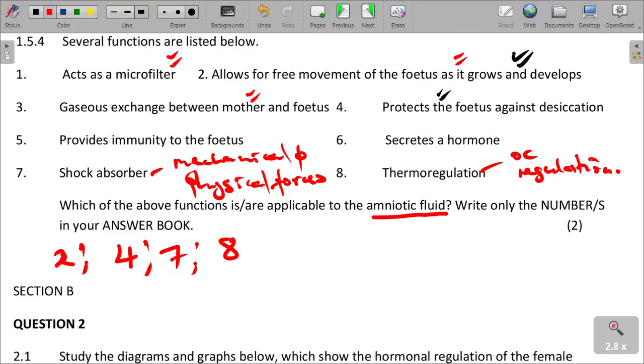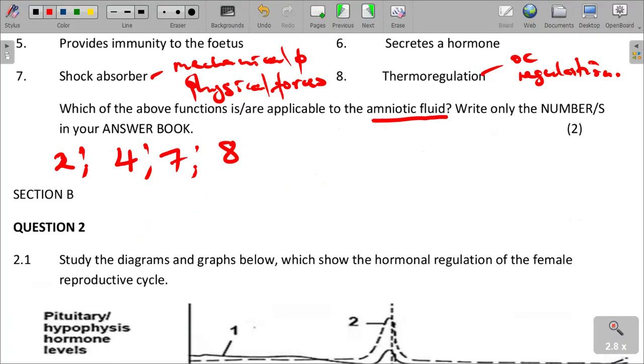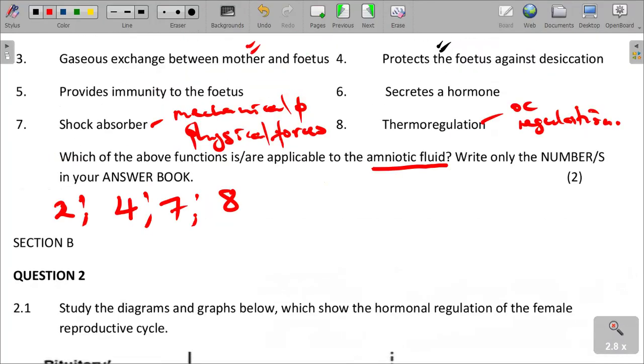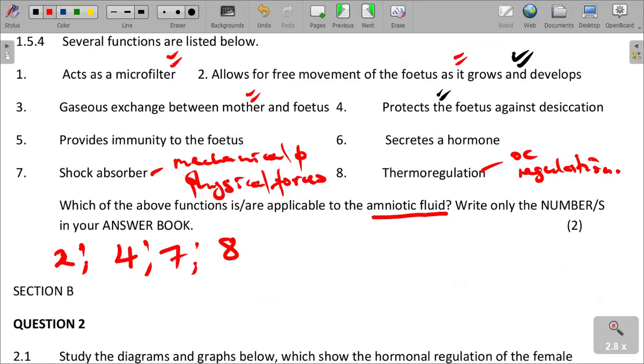It also controls temperatures. It does not provide immunity. It does not secrete any hormones. There are no hormones there. It is not a microfilter; the microfilter, we talk about the placenta. So it is 2, 4, 7, and 8. These are the functions of the amniotic fluid.